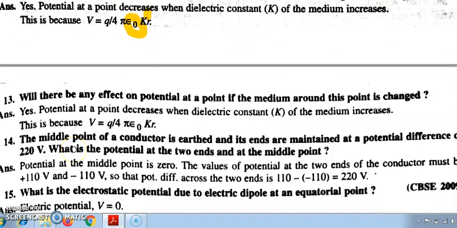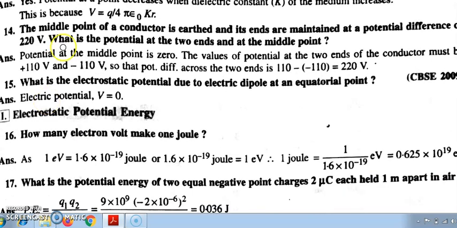Then again, one question is this, it's the same question. Okay, now the middle point of a conductor is earth, and its ends are maintained at a potential difference of 220 volt. What is the potential at the 2 ends and the middle point? Okay, so the middle point is earthed. The potential at the middle point is 0.